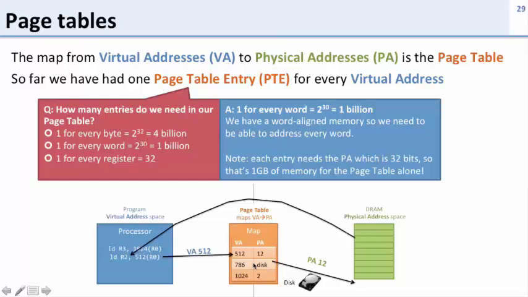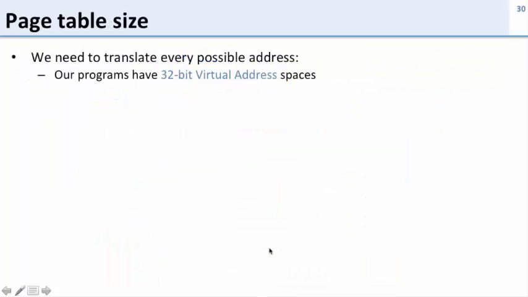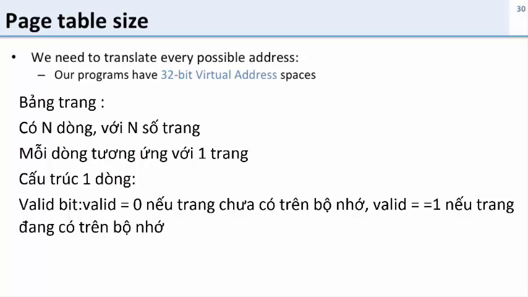So this doesn't sound very good. I mean, we'd have to use up a whole gigabyte of memory just to keep track of the memory for one particular program. So how are we going to solve this? Well, let's talk about page table size.